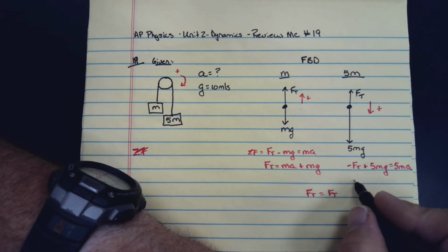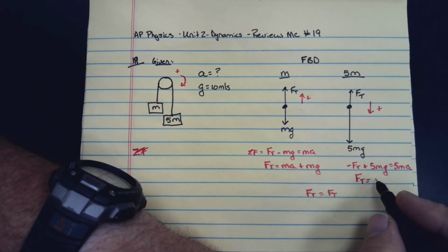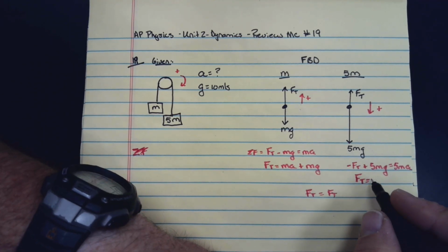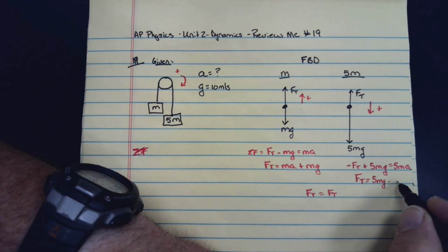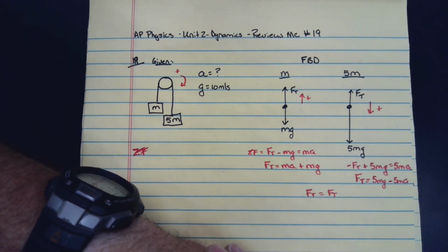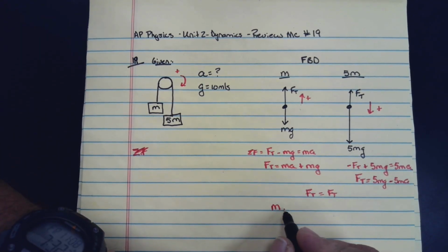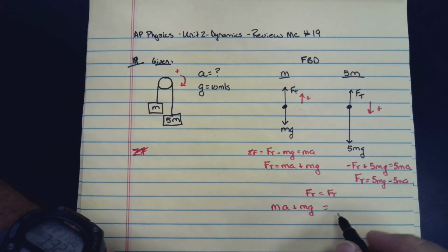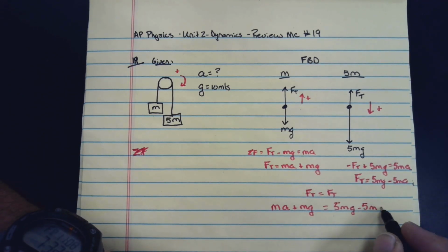I'm going to solve for F of t, and in this case it's going to turn out to be 5 mg minus 5 ma. Now I can set those two equal to each other, so I'm going to have mass and acceleration, mass and gravity is equal to 5 mg minus 5 ma.